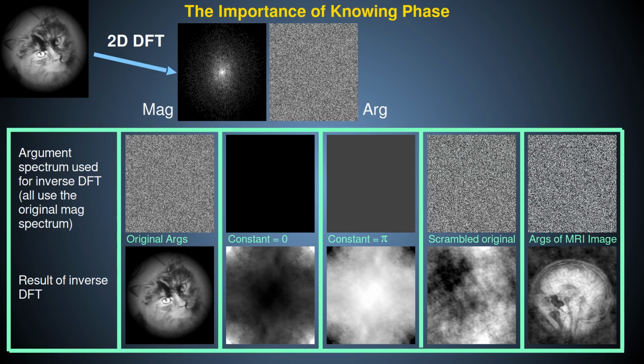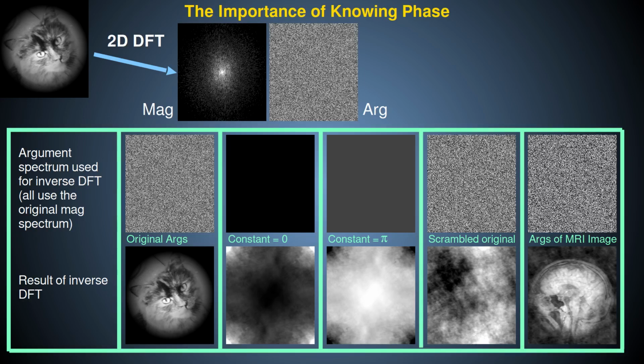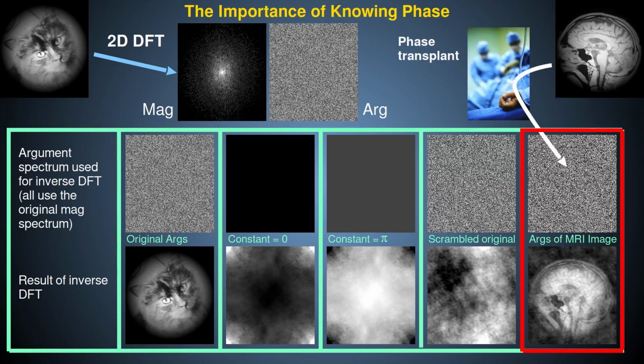To make things a bit more interesting, this third image is what you get if you use the original argument spectrum values, but with all those values scrambled in position compared to the original. Again, it looks nothing like the true image. Finally, this is what you get if you perform a phase transplant, using this MRI image as donor. So this uses the original cat image magnitude spectrum values, but the argument spectrum is that of the DFT of this MRI image. You can see that the result looks distinctly more like an MRI brain than a cat. So, to use a biological metaphor, if the phase and magnitude were morphology gene alleles in a heterozygote, the phase would be the dominant allele, at least in this example.